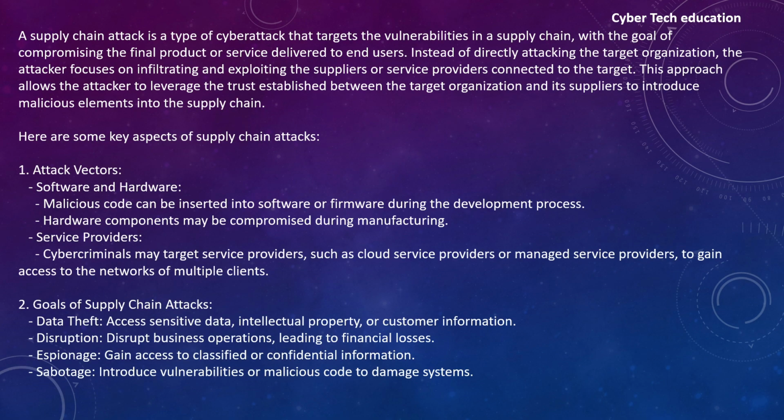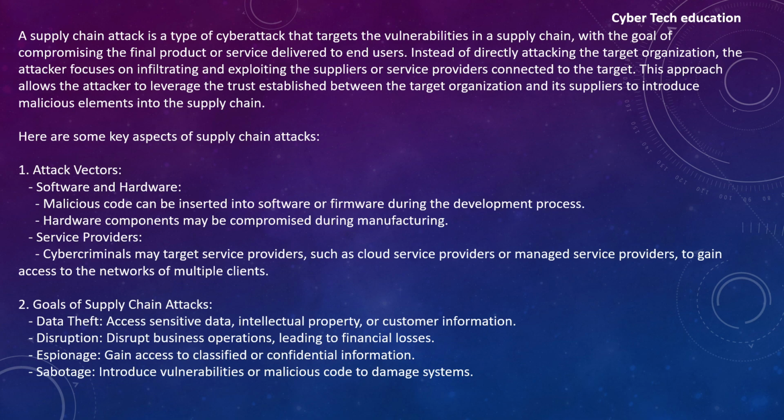Let us discuss what a supply chain attack actually is and its different key concepts. A supply chain attack is a type of cyber attack that targets a vulnerability in a supply chain, with the goal of compromising the final product or service delivered to an end user. Instead of directly targeting a specific institution or organization, the actor focuses on infiltrating and exploiting the suppliers, or service providers, connected to the target. This approach allows the actor to leverage the trust established between the targeted organization and the supplier to introduce the malicious element into the supply chain.